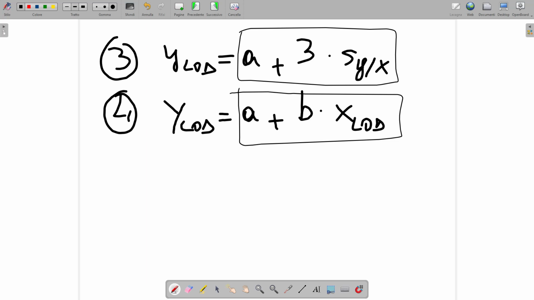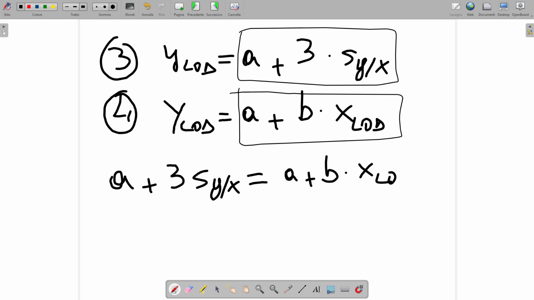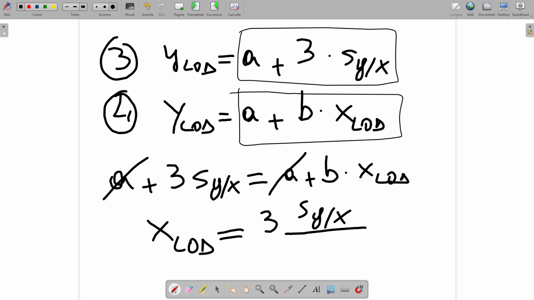Okay? By putting them equal, I obtain the conclusion. A plus 3 times sy over x equals A plus slope multiplied by xLOD. So the minimum concentration xLOD can be estimated by taking 3 times sy over x and dividing by the slope.